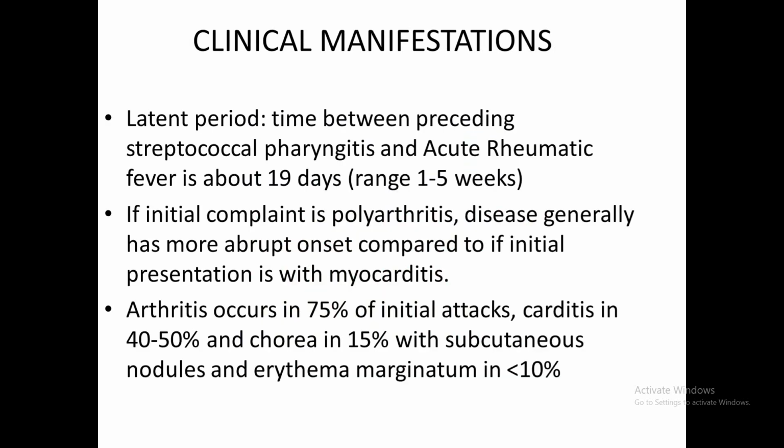The clinical manifestations: the latent period between preceding streptococcal pharyngitis and acute rheumatic fever is about 19 days. It may be more than that, let's say 3 to 5 weeks. The range is 1 to 5 weeks, but in Pakistan it is 3 to 5 weeks. If the initial complaint is polyarthritis, the disease generally has a more abrupt onset compared to if the initial presentation is myocarditis. Abrupt onset is if there is polyarthritis. Otherwise, it is a very slowly progressive disease.